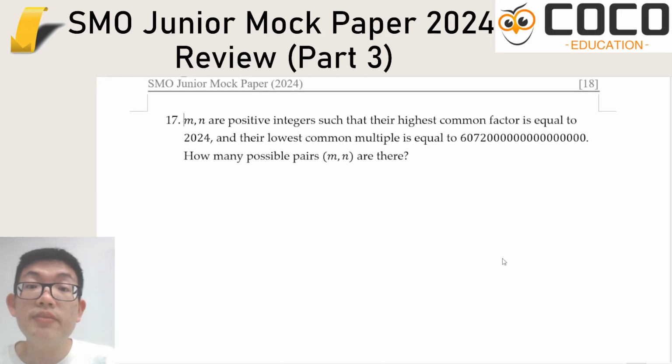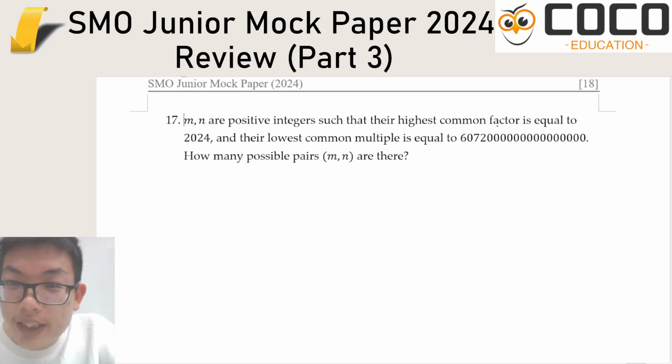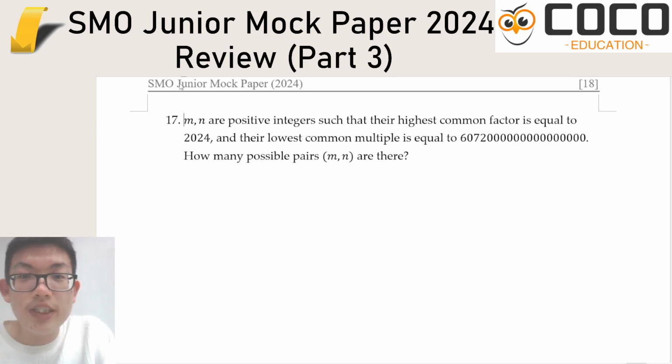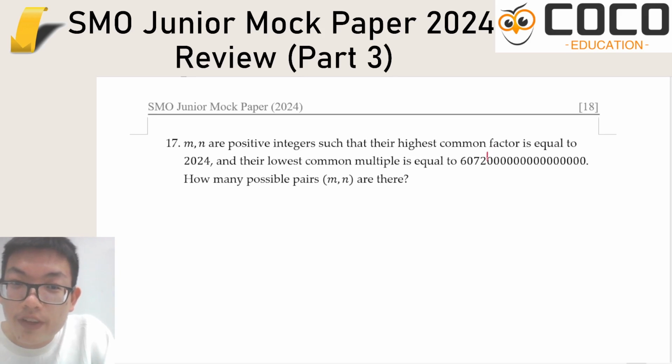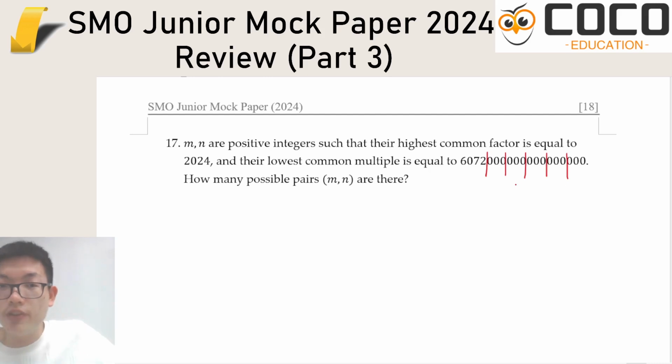Okay. Question 17 up next. M and N are positive integers such that their HCF is equal to 2024 and their LCM is equal to 6072 followed by a lot of zeros. I put a lot of zeros for a bit of a laugh, but on a serious note, please make sure that you count the number of zeros correctly. I'm afraid of counting wrongly myself, so I'm going to just split it into blocks of 3, which will tell me that there are 15 zeros.